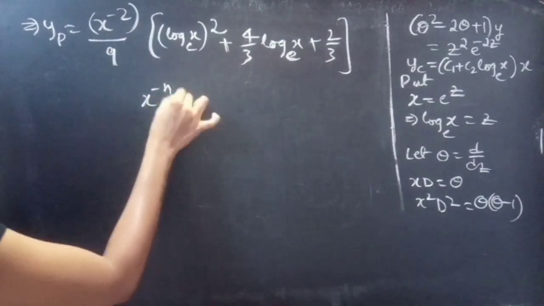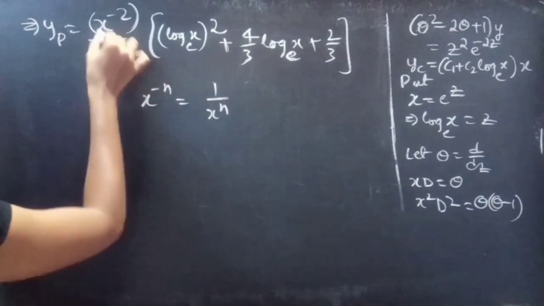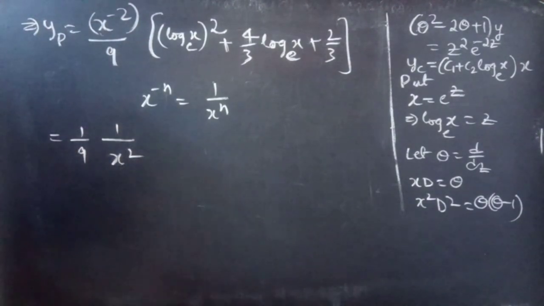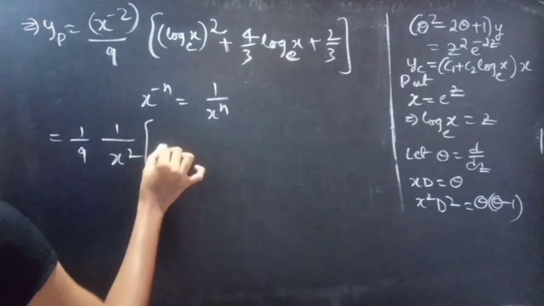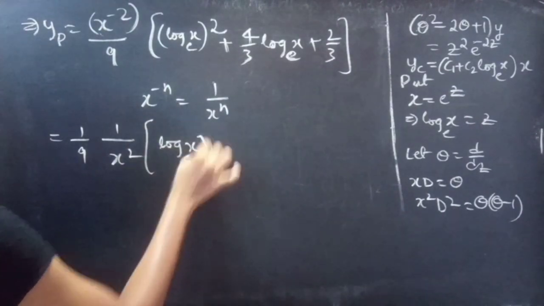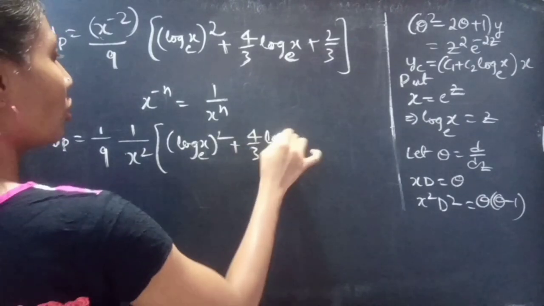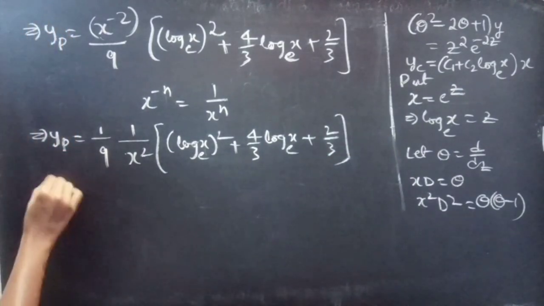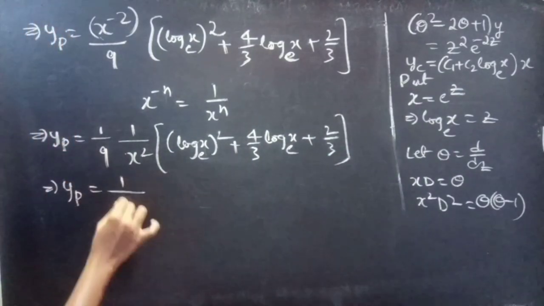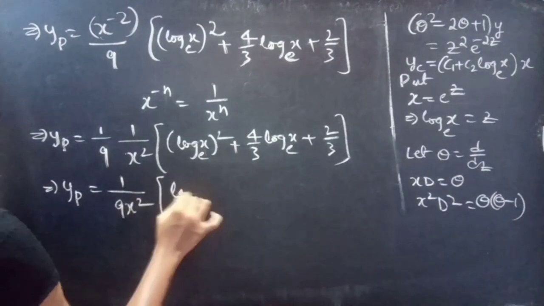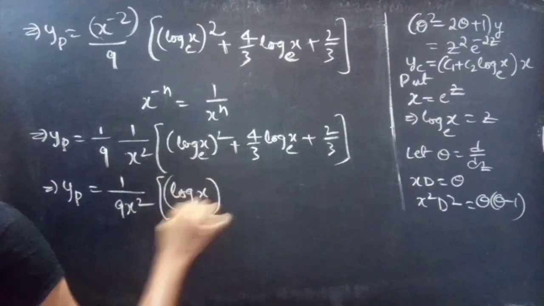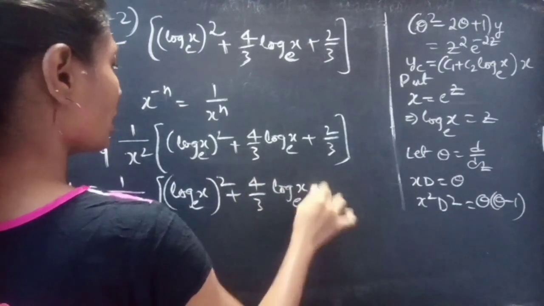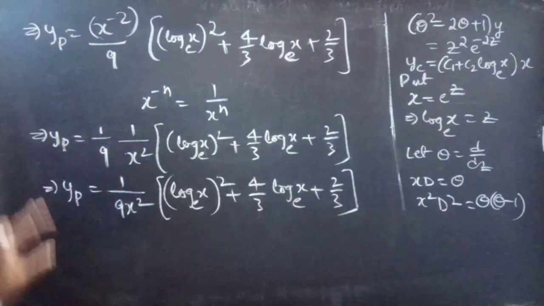Since x power minus n equals 1 by x power n, we can write x power minus 2 as 1 by x square, into the terms that remain the same, plus 4 by 3 log x to the base e plus 2 by 3. Then yp becomes 1 by 9x square into log x to the base e whole square plus 4 by 3 log x to the base e plus 2 by 3. So this is the required yp.